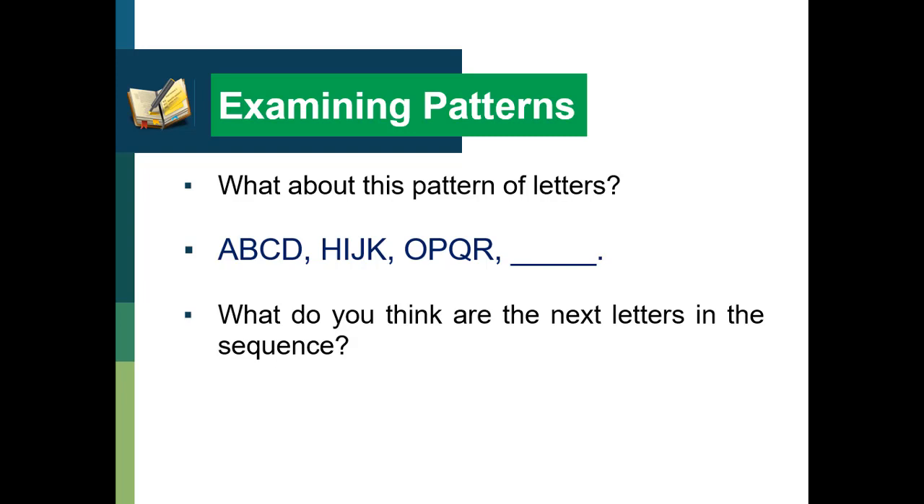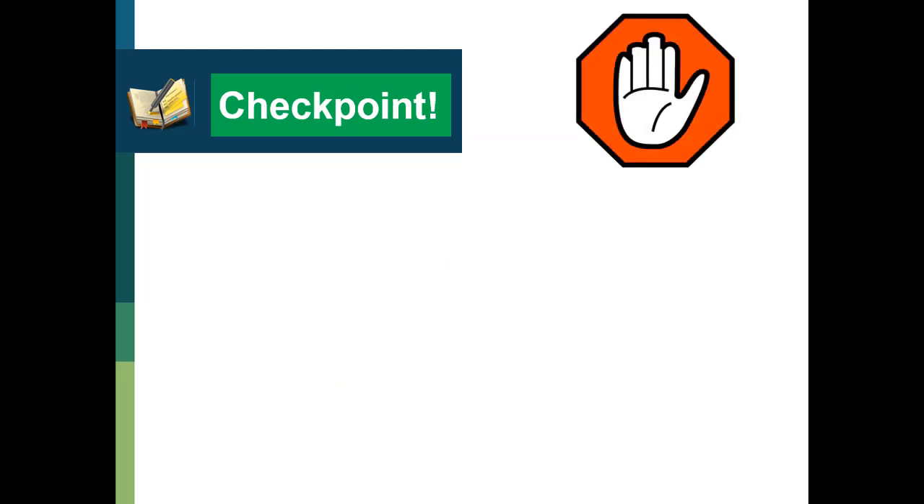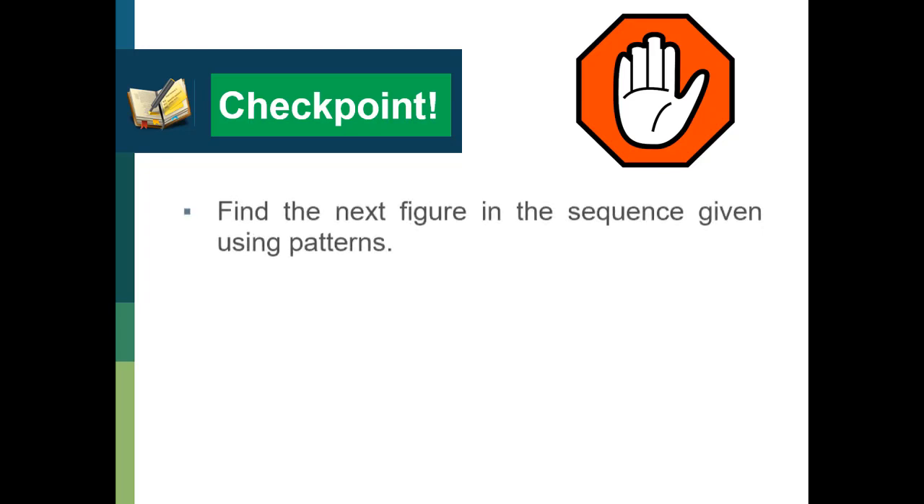So the next letters in the sequence are V, W, X, Y, because there is a forward order of letters, but it skips 3 consecutive letters in the pattern. Did you get it? Alright, so we now have our checkpoint. Please prepare something to solve this problem.